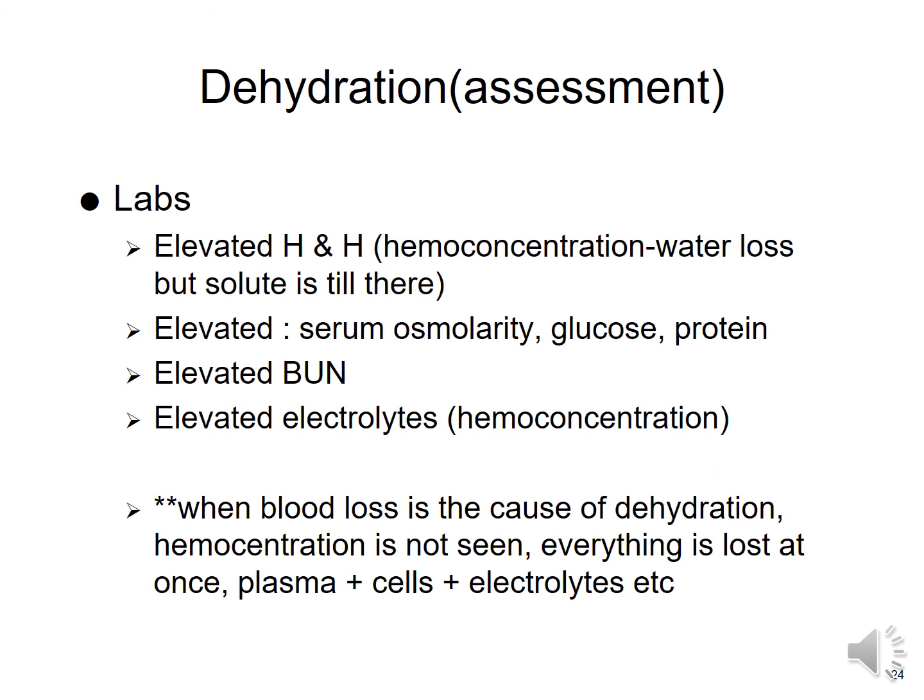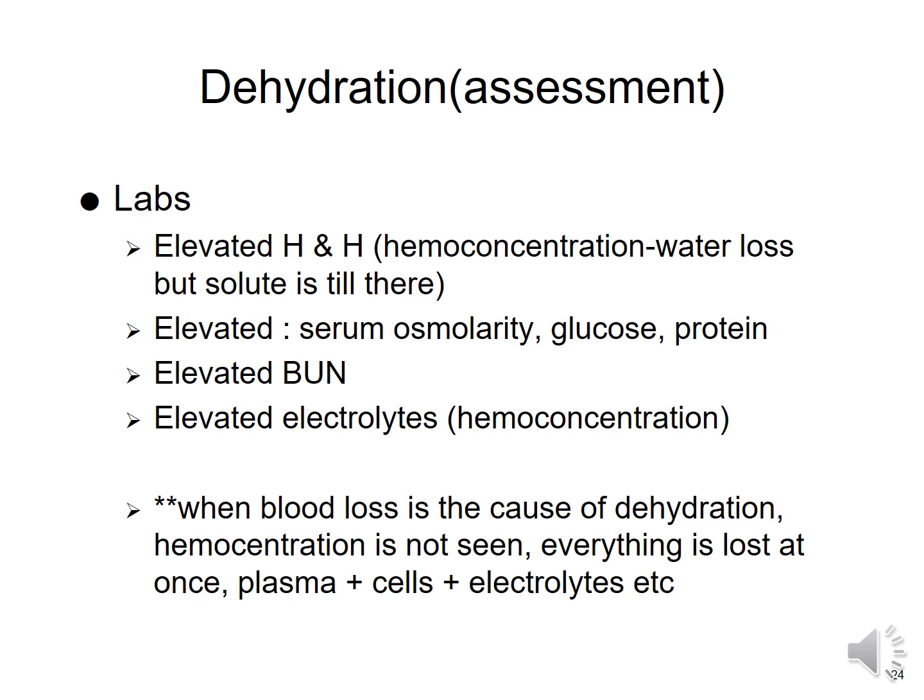So what will you see on your labs? On our labs, you might see an elevated hematocrit and hemoglobin. Why? Because of hemoconcentration. So there has been water loss out of the system, but not the solute. The solute is still there. You're going to see an elevated serum osmolarity. You may see an elevated glucose, an elevated protein level. You're going to see an elevated BUN, maybe elevated electrolytes, because again of that hemoconcentration. The water's out of there, but those little solute particles are still there.